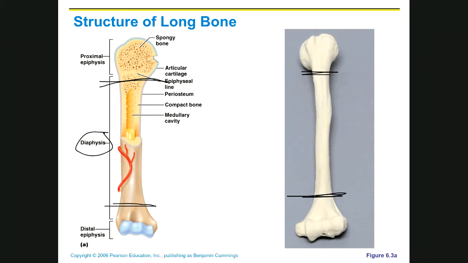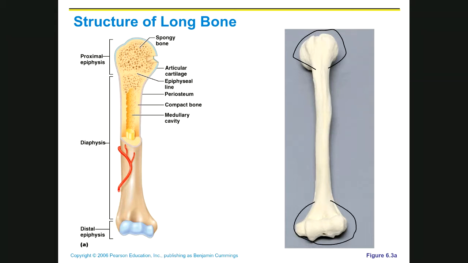But if you look at the ends of the bones, they're wider, they're expanded. When you open these ends up, they don't have a big hollow space. What they have inside them is spongy bone. And so they have a different name. The ends of the bones are called epiphyses. So we have an epiphysis on each end.